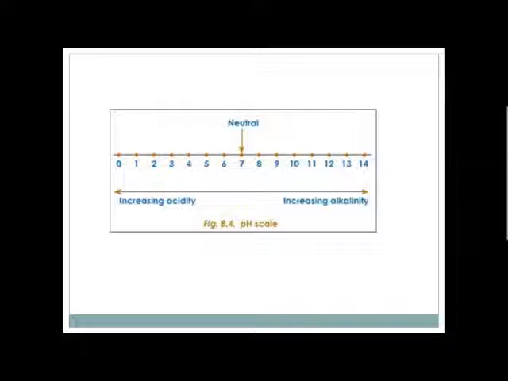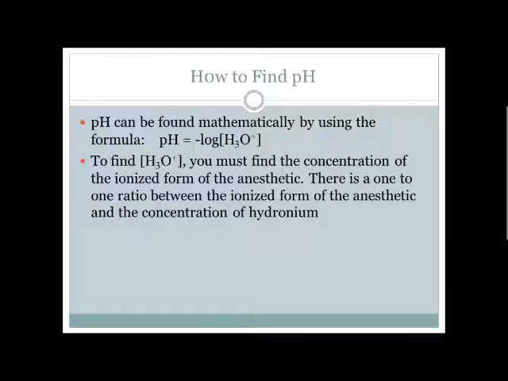This diagram shows a pH scale. As you can see, 7 is neutral. This means that anything above 7 is alkaline. With local anesthesia being in the range of 7.6 to 8.9, this means that most local anesthetics are alkaline. pH can be found mathematically by using the formula pH equals negative log of the concentration of hydronium ions.